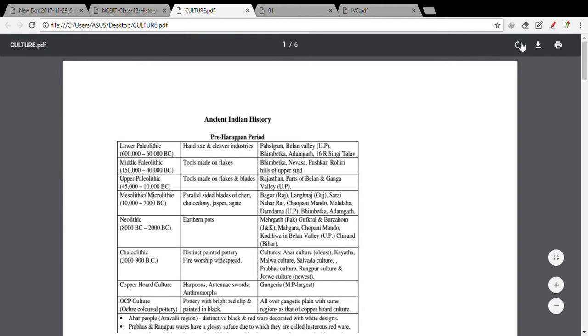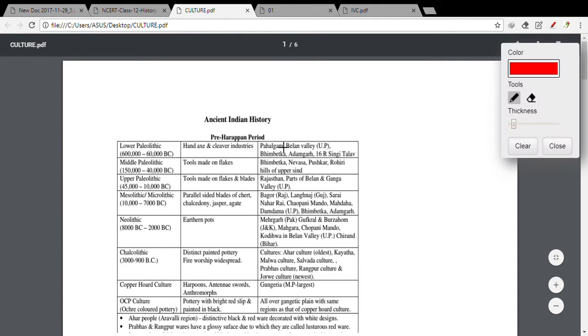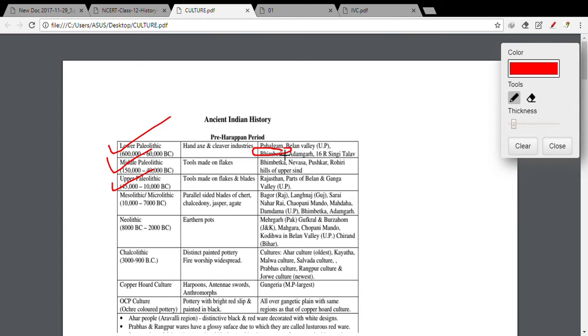Now here, during the Paleolithic period, look at it: the Lower Paleolithic, the Middle Paleolithic and the Upper Paleolithic. Some important sites you need to remember are Bhimbetka and Adamgarh. Bhimbetka is in Madhya Pradesh. And look, the hand axe, cleaver industries, tools made on flakes and blades, means all are made up of stone. Then comes the Mesolithic, Neolithic and Chalcolithic.